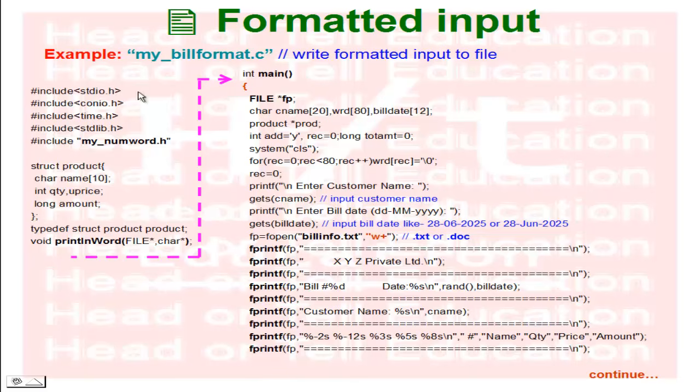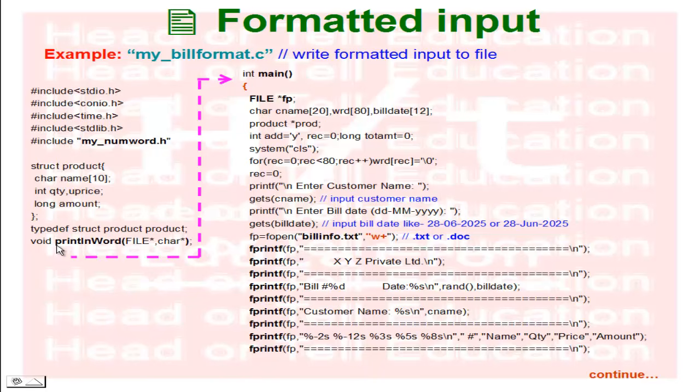So now this is the very simple, not very big. Here I am using the header files. Now this is my custom header file, my underscore numWorld.h. Here I am creating the structure product: name, quantity, price and amount. This statement typedef struct product is used to rename the structure.